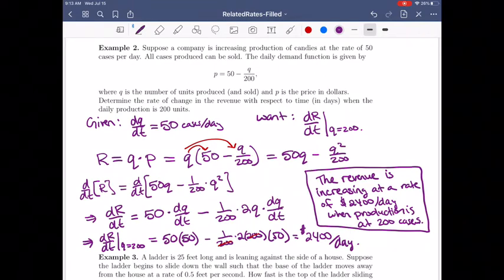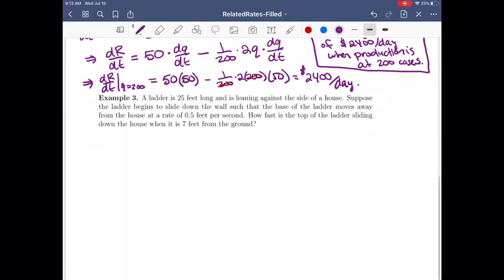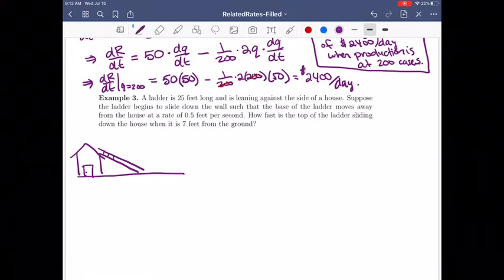Okay, let's try another one. Here's one where a picture will be useful. I have a ladder that's 25 feet long, and it's leaning against the side of a house. Let's just draw my picture here. I'm assuming that it's flat ground. Here's my house, and then I have a ladder. It looks something like this. Now the ladder is always 25 feet long, right? It's not changing, so I can say that this is just 25. Nothing's happening there.